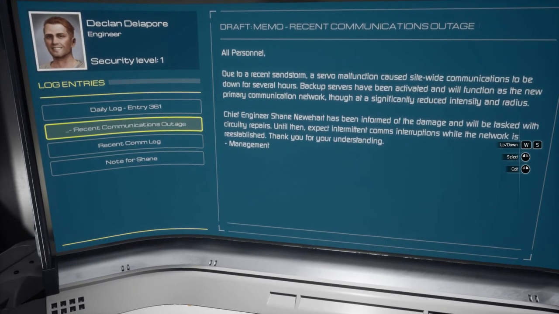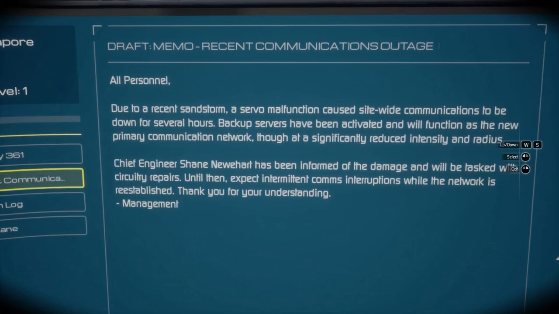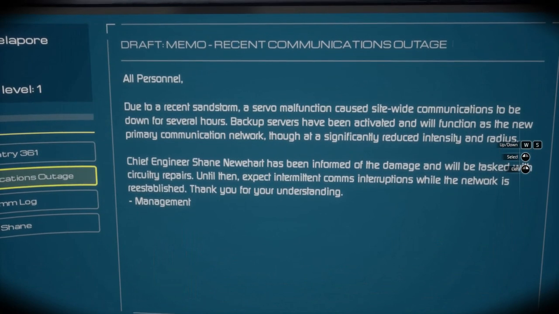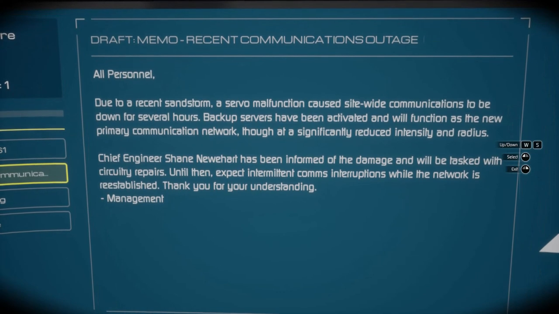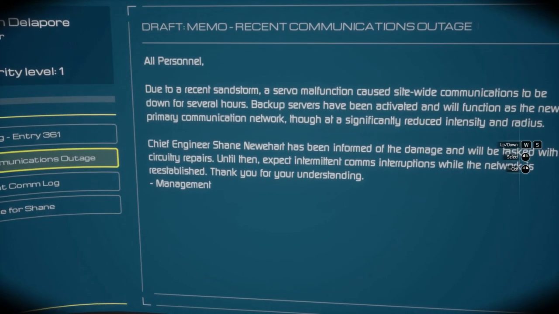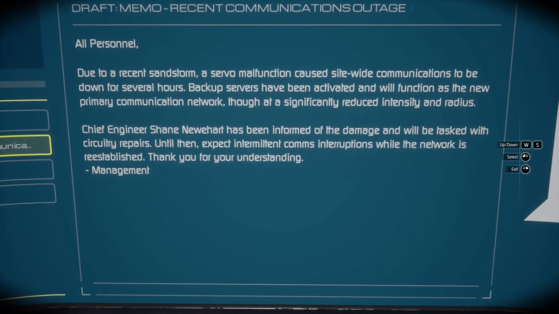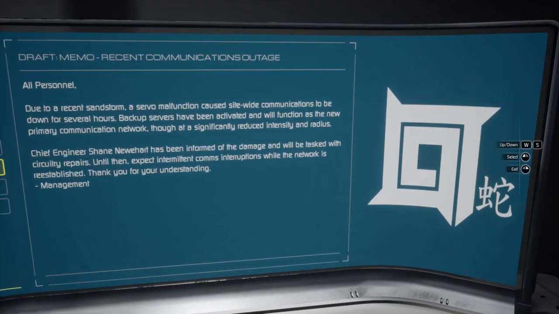Memo, recent communication outage. All personnel, due to a recent sandstorm, a servo malfunction caused site-wide communications to be down for several hours. Backup servers have been activated and will function as the new primary communication network, though at a significantly reduced intensity and radius. Chief Engineer Newehart has been informed of the damage and will be tasked with circuitry repairs. Until then, expect intermittent comms interruptions while the network is re-established. Thank you for your understanding.